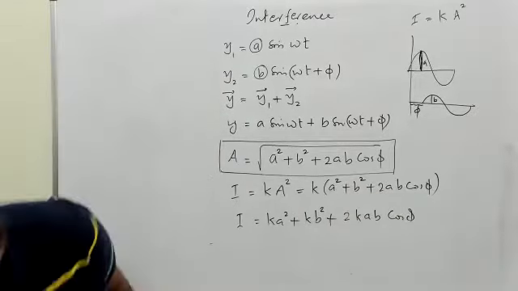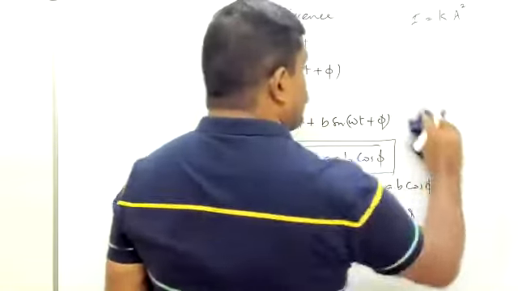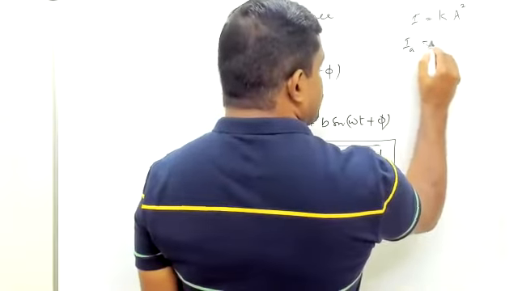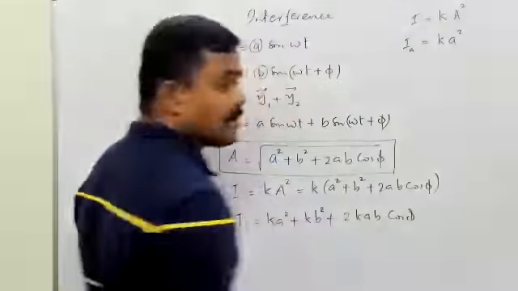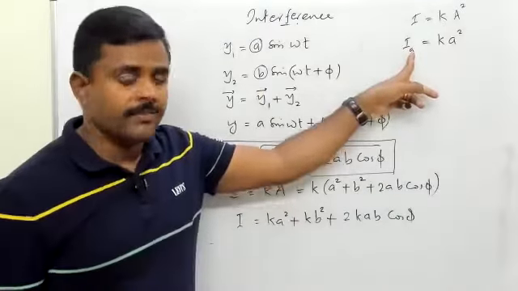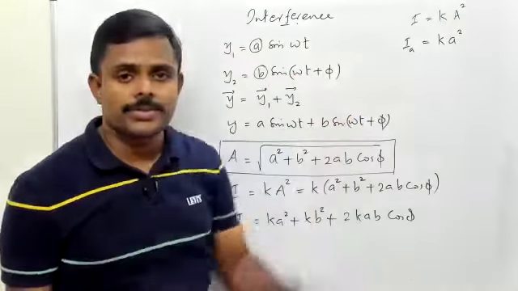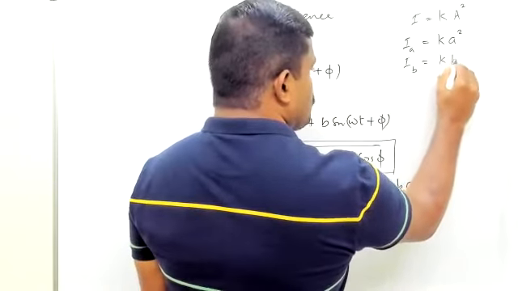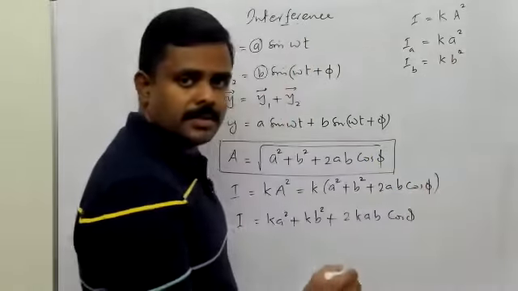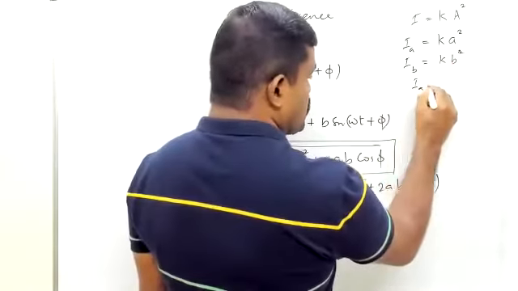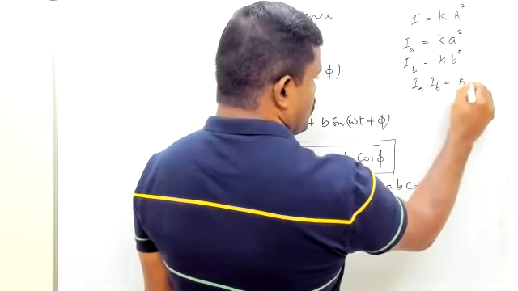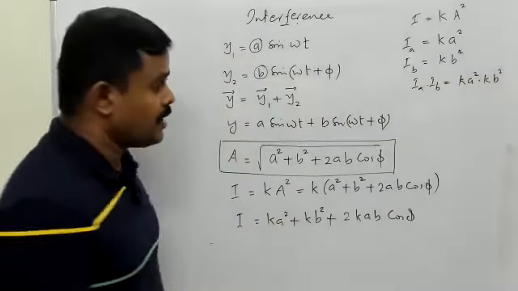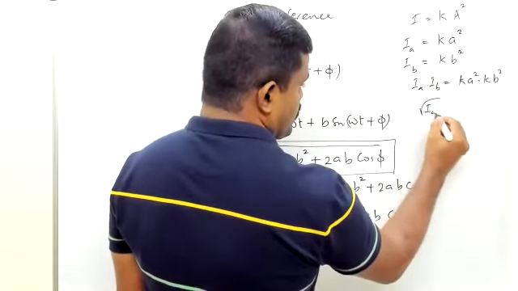I'll tell you one last thing now. See this, I wrote intensity as Ka square. So I can write the intensity of the first wave as Ka square, K into its amplitude square. Intensity of B is what? Second wave, K into b square. So intensity of A into intensity of B is what? I'm just multiplying: Ka square into Kb square. And I take root of IaIb.